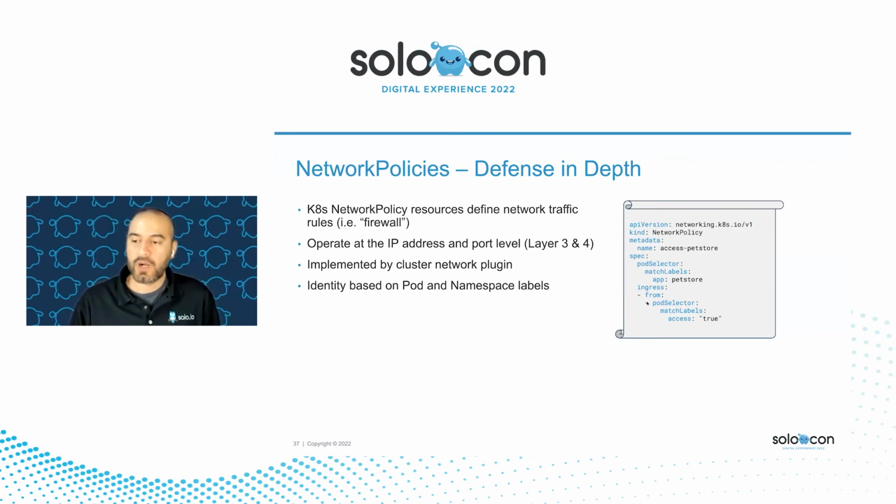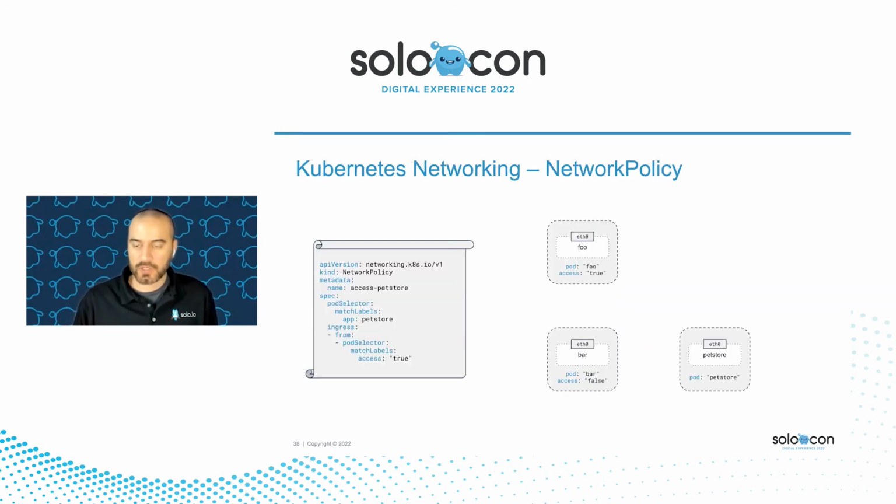The identity for this policy is based on the namespace or pod labels that you want to either allow or deny traffic to. In this example on the right, we're saying that for the pet store application, I'm going to accept traffic from a pod that has a label of access is true. Going back to our 3 pod setup, we have foo, bar, and pet store. Foo has a label of access true, and bar has a label of access false. So as you would expect, the foo pod can talk to pet store, but the bar pod cannot. Again, this is done using labels on the pod, which is a little different than the service account identity we were talking about with Istio.